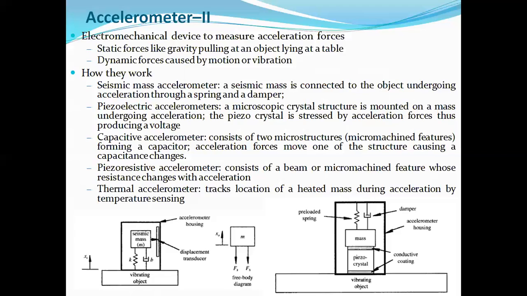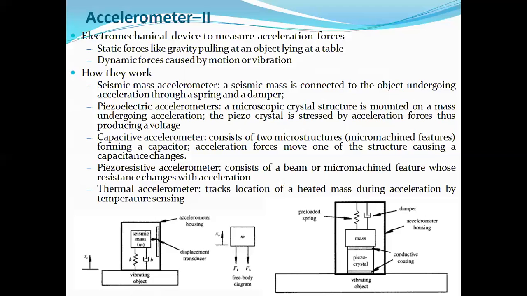And the capacitive accelerometers consist of two microstructures forming a capacitor, with micro machined features. Acceleration forces move one of the structures, causing capacitive changes. So one will change with respect to the capacitive forces as per the acceleration applied, and one will remain idle.